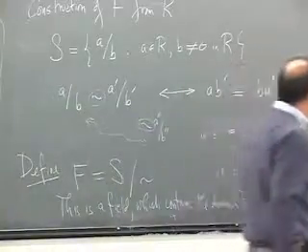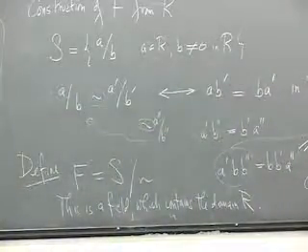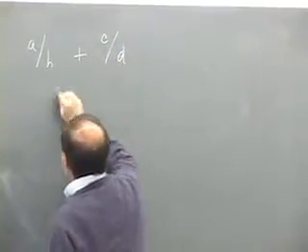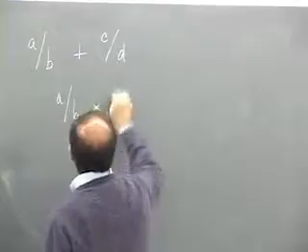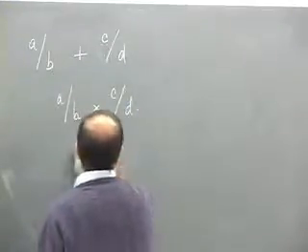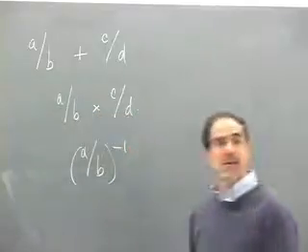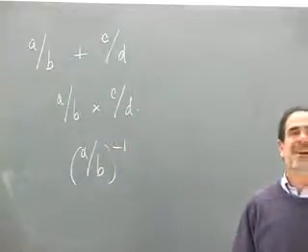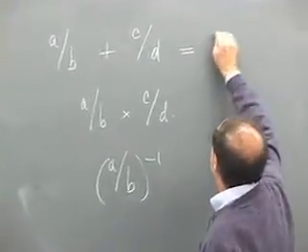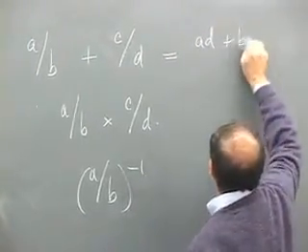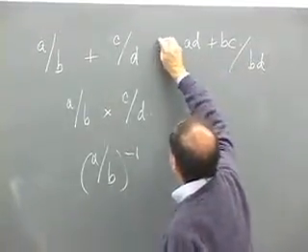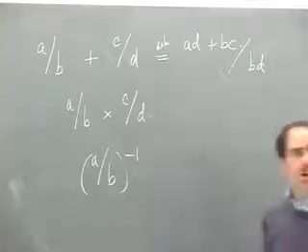Okay, so let's add and multiply. So suppose we have A over B, and we want to add it to the symbol C over D. And then we also have to tell you what A over B times the symbol C over D is. And then we have to tell you what A over B inverse is, things like that. Okay, well, this is where you go back to 3rd grade. This is equal to AD plus BC over BD. That's by definition. We're going to check that that definition works.